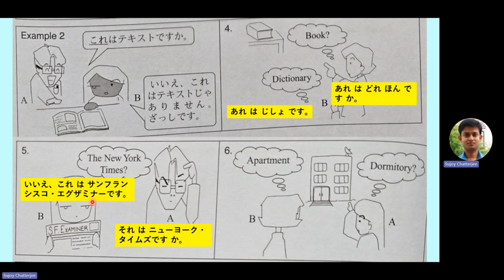The next one. Person A is asking, is that a dormitory? The other person is saying it's an apartment. Now that object is away from both of them, so it will be "Are wa." "Are wa ryo desu ka?" Ryo means dormitory in Japanese. "Are wa ryo desu ka?" "Ie, are wa apato desu." Or "Ie, are wa ryo dewa arimasen," or "ryo ja arimasen."